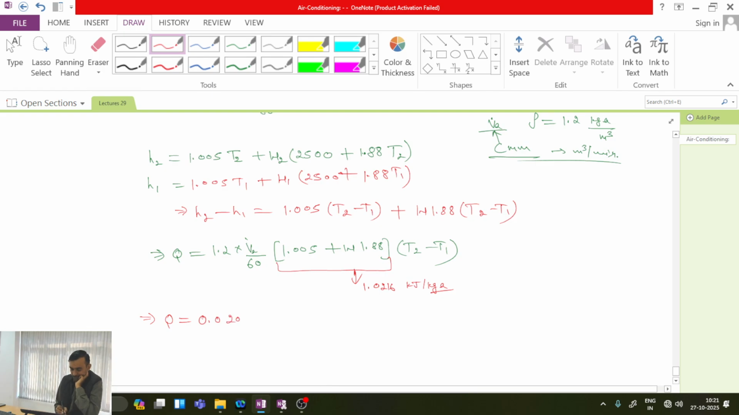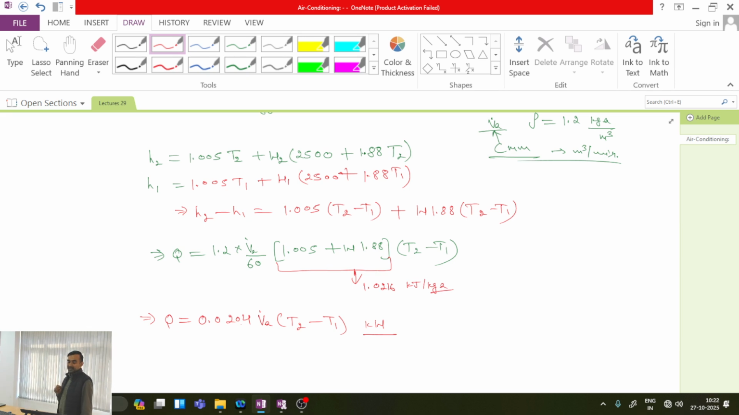It is 0.0204 V dot A into T2 minus T1, and this has come in kilowatt. So it means that if you supply here V dot A in cubic meter per minute, you have to remember this point, this V dot A is in cubic meter per minute. If you supply this much air, you need to heat it from temperature T1 to T2. And which type of air are you heating now?